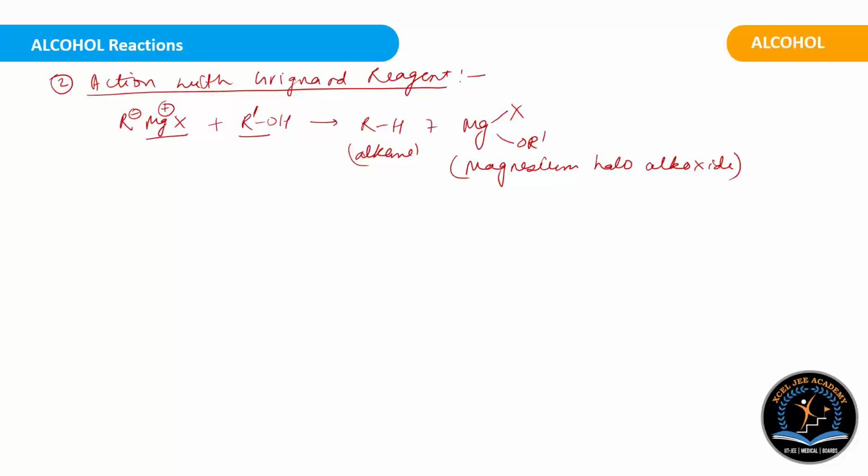So that is the product in the action with the Grignard reagent. Now this reaction can also be used to identify the number of OH groups present. If there is only one OH, it will react with one equivalent of this Grignard reagent.